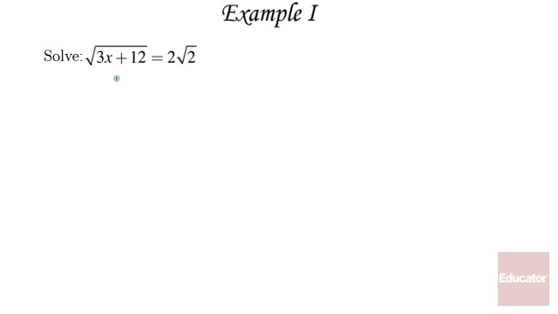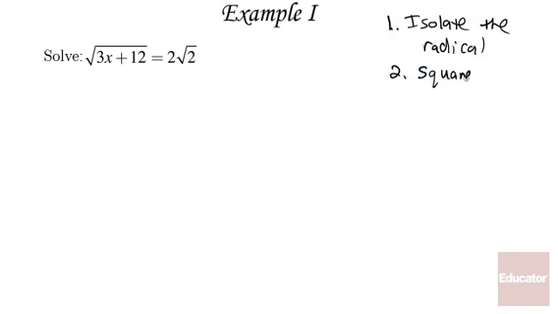So let's go ahead and look at what we have. And what we need to do now is square both sides. So first, isolate the radical. Done. So then we're going to square both sides of the equation. I'm going to square this.